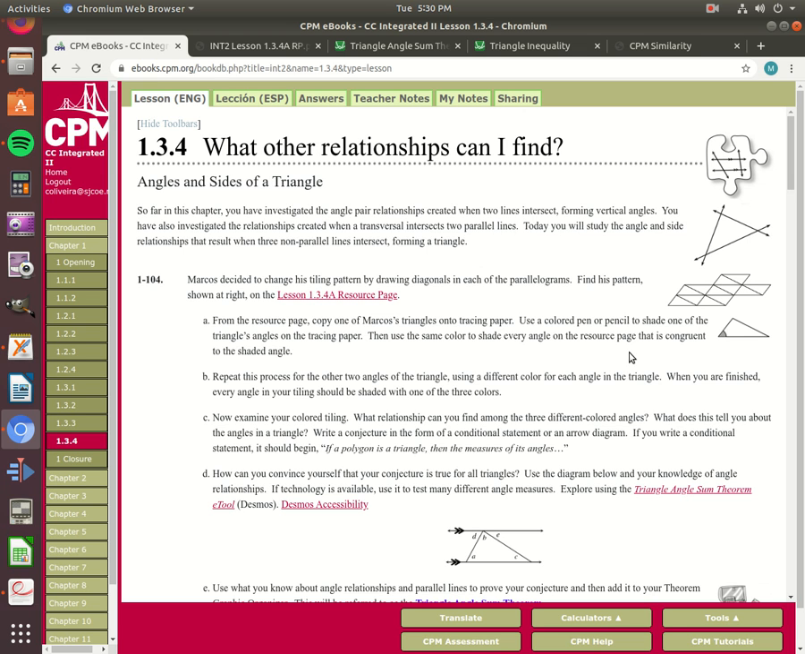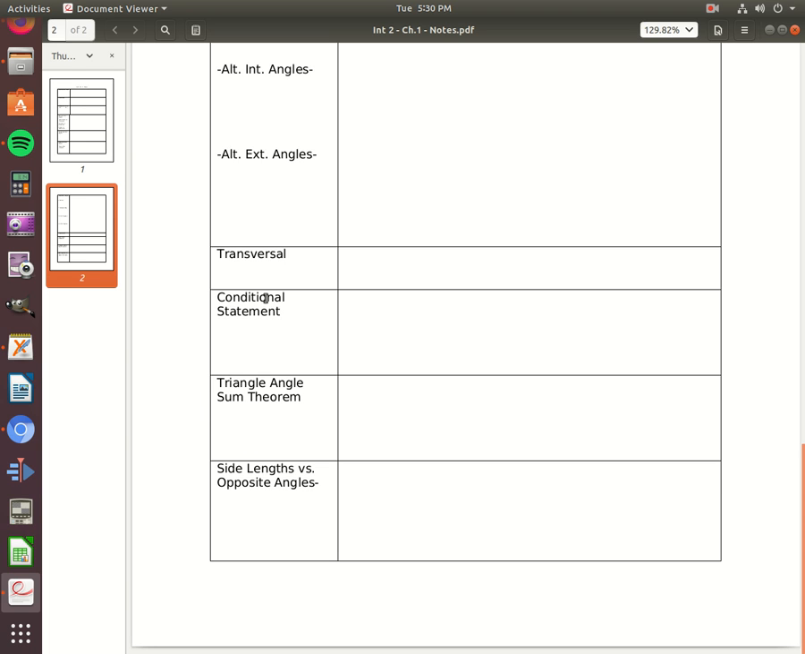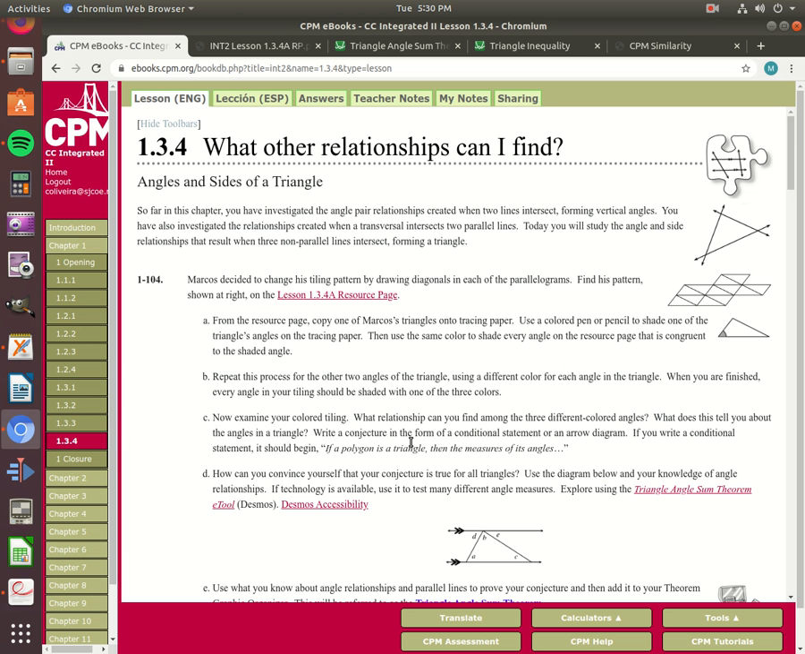An interesting section. Kind of just throws in a bunch of extra stuff at the end just to make sure we're all on the same page. And I will say, if you look, we still have triangle angle sum theorem and side lengths versus opposite lengths to discuss. So that should come up in this lesson right now.